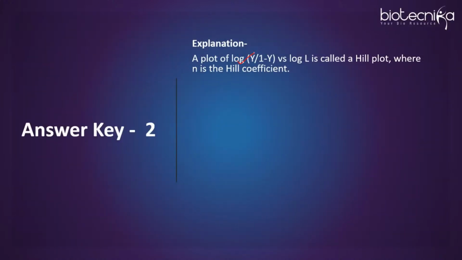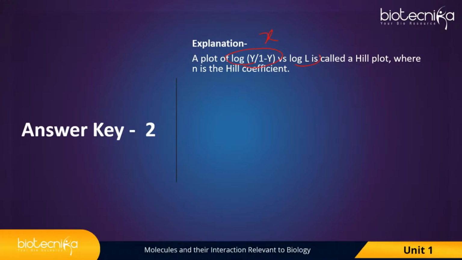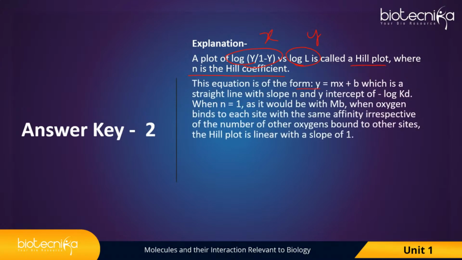A plot of log y divided by 1 minus y, this is what you take in your y-axis, versus log L, this goes in your x-axis. This is your Hill plot, where n is the Hill coefficient. The equation is in the form of y equals mx plus c. So what is mx plus c? Yes, this is a straight line equation, isn't it? Where the slope is n and the y-intercept is minus log Kd. The intercept is of minus log Kd.